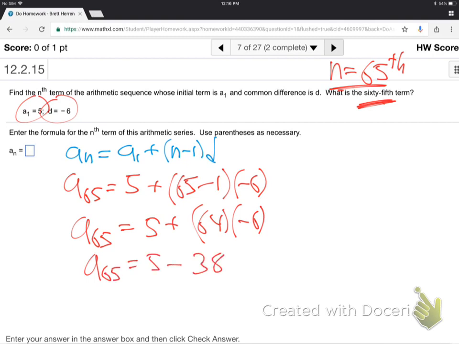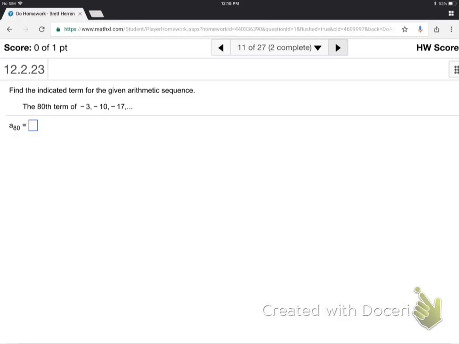316, 24, 384. Is it 379? Minus 379? That's the 65th term. All good? I move on. That's how we jump all the way down to the 65th term like a CD. All right, so try that one. Find the 80th term of that sequence.